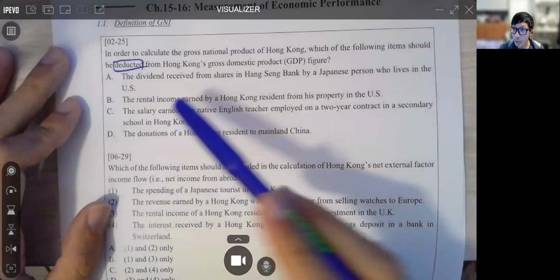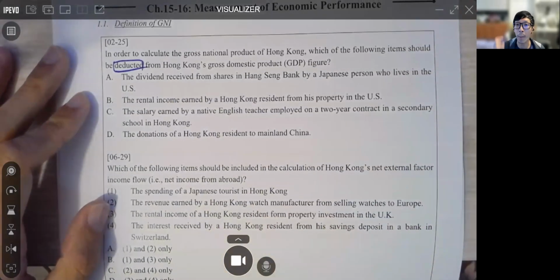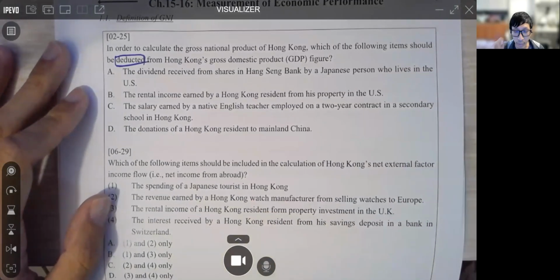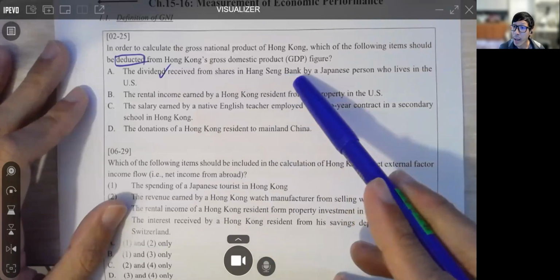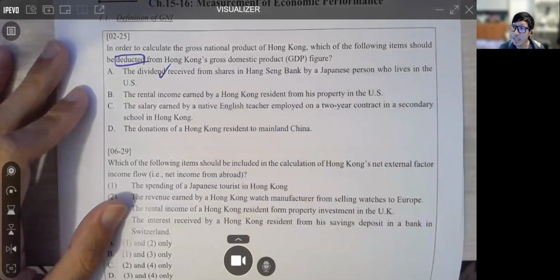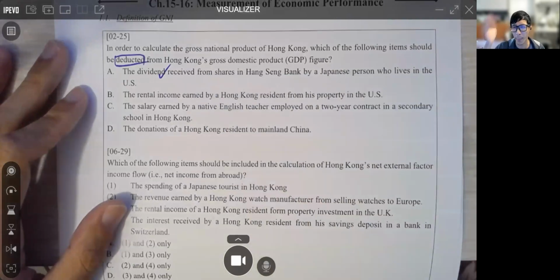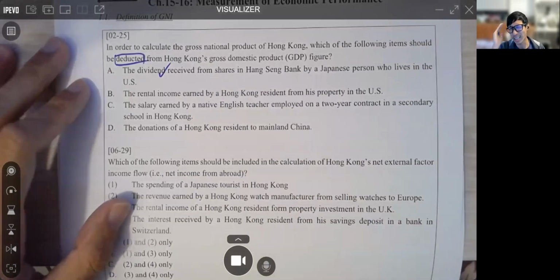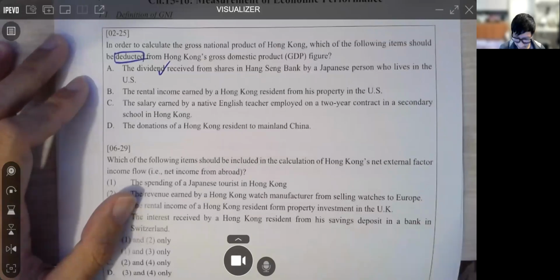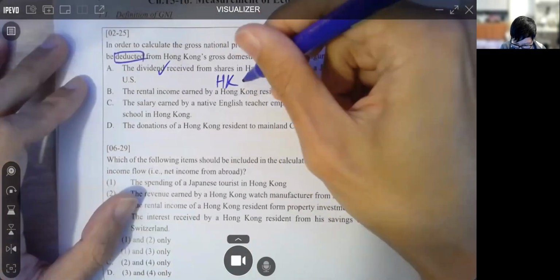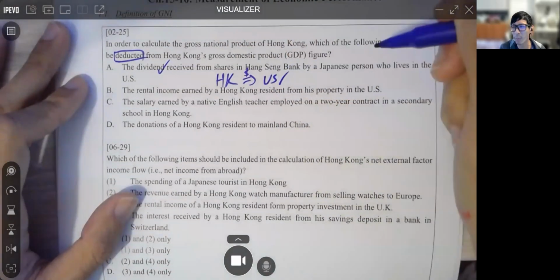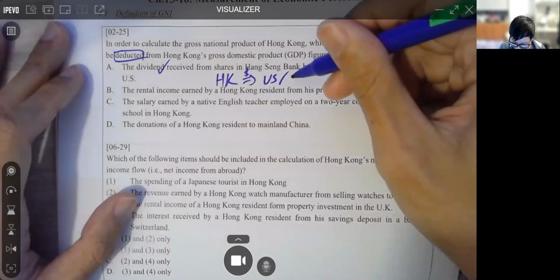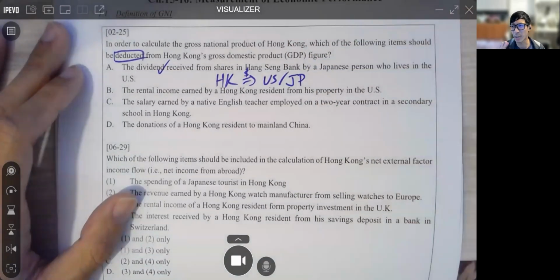So this one is factor income paid to abroad, we are paying money to others. Now first of all, dividend, it counts, right? Remember, production received from share in Hang Seng Bank by a Japanese person who lives in the US. Let's not deal with whether they are Japan or US. The thing is now Hong Kong is paying money to a US resident. Let's not explore whether it's Japan or America, there can be too many scenarios.